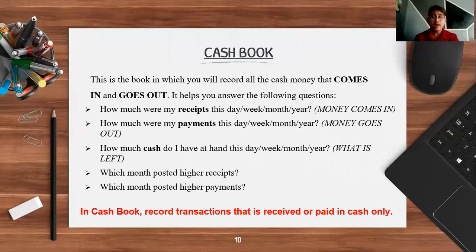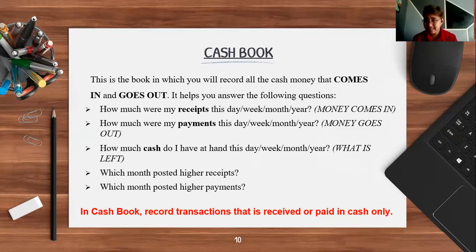So when we say cash book, this is the book in which you will record all the cash money that comes in and goes out. It will help you to answer the following questions. Again, yung cash book po natin, dito po natin i-record yung mga transaction when it comes to cash money. Kung ilan ba yung pera na pumapasok sa isang negosyo at kung magkano yung pera na nilalabas ng negosyo. Ito yung mga question na kung saan we can determine that this is a cash book.